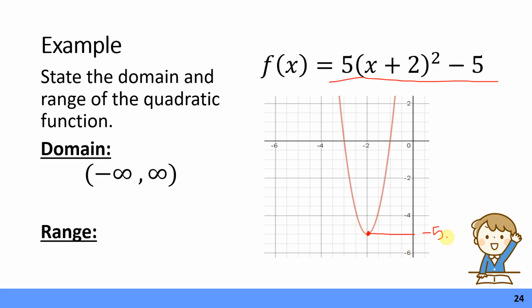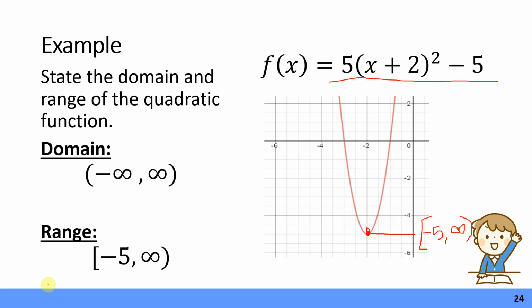So the lowest point is -5, and the highest point, since it goes up forever, is going to be infinity. So that is my range. And like we have discussed plenty of times before, infinities always go with parentheses. And since there is no open circle, we assume that it's closed, meaning that we have a bracket.